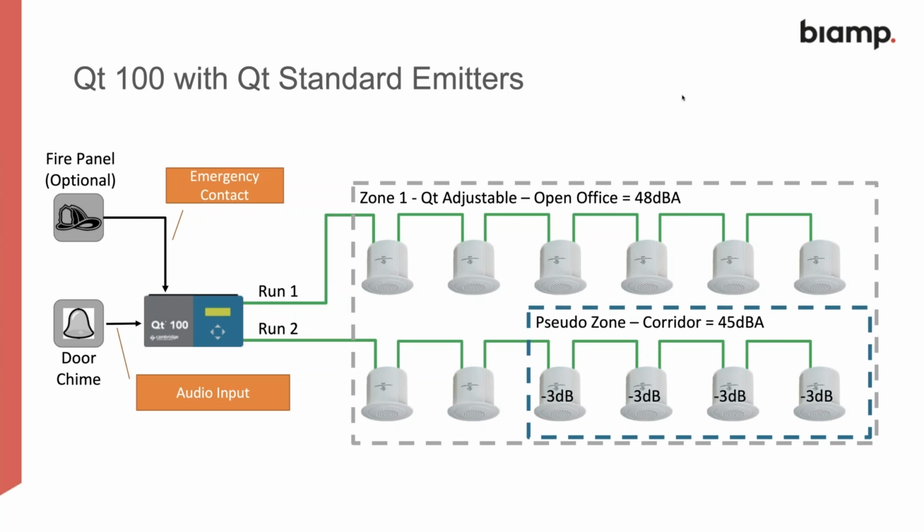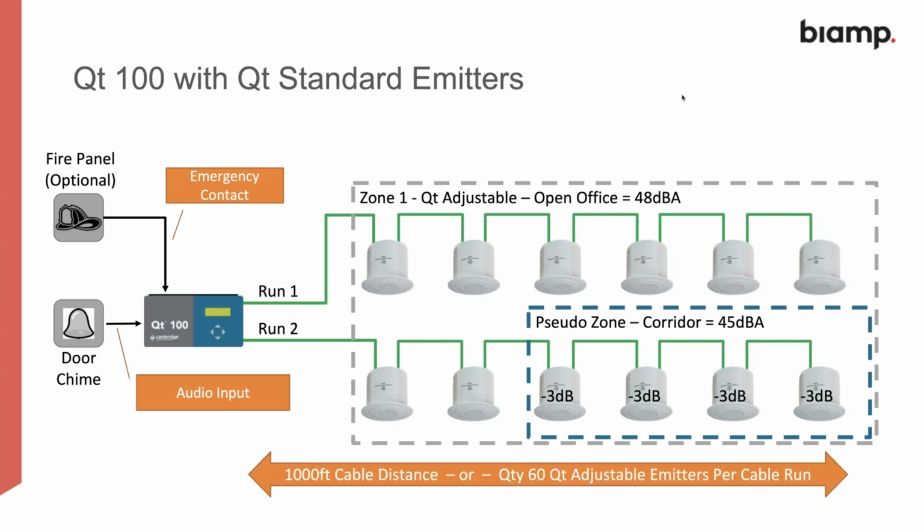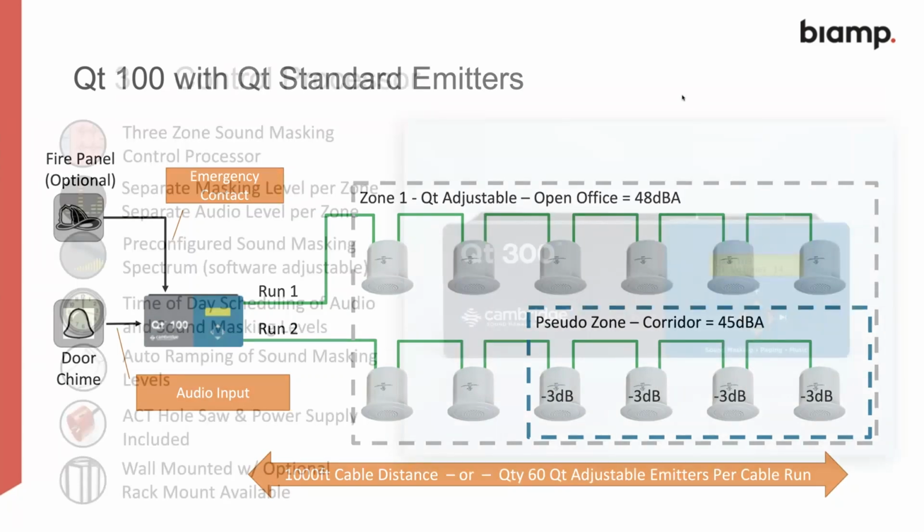We've also got a secondary zone. Although it's a single zone as such, there's a second run that can be used if you have a corridor, for example. So actually the QT 100 on its own can do quite a lot, although it's a single zone, but the corridor is at 45 dBA as opposed to the open office, which is at 48 dBA. Again, we've got a maximum of 1,000 feet run cable distance or 60 QT adjustable emitters per cable run.